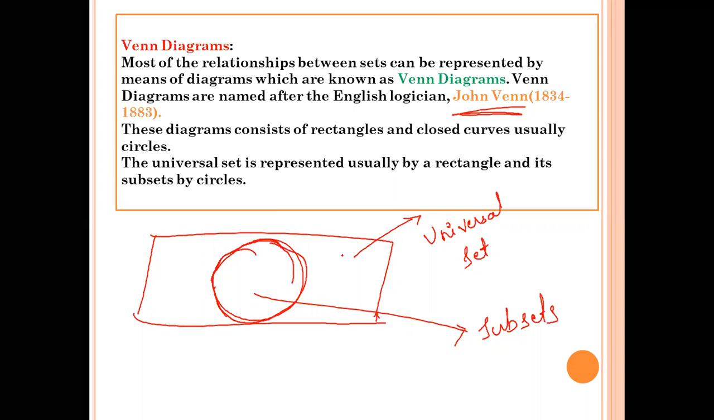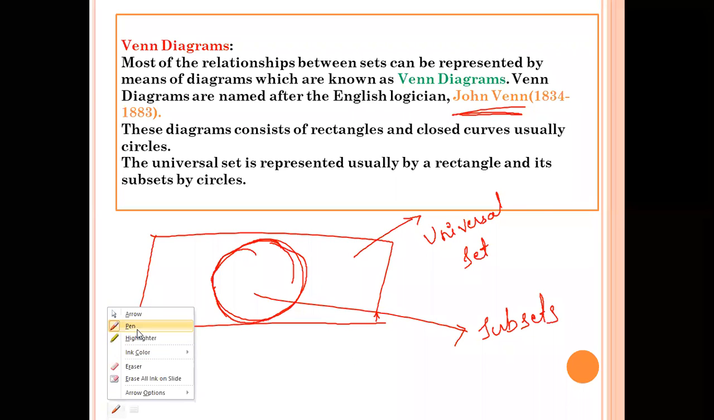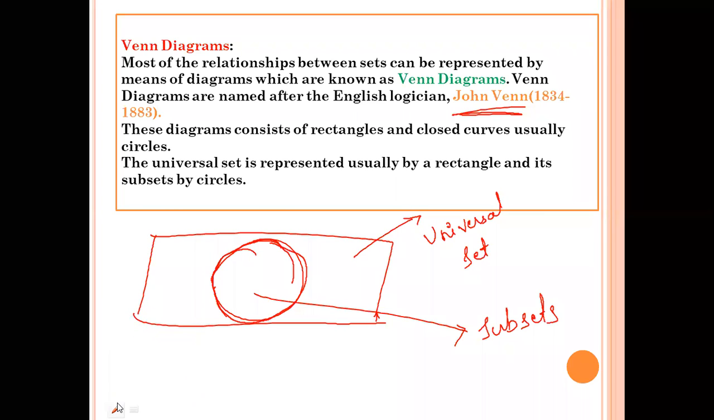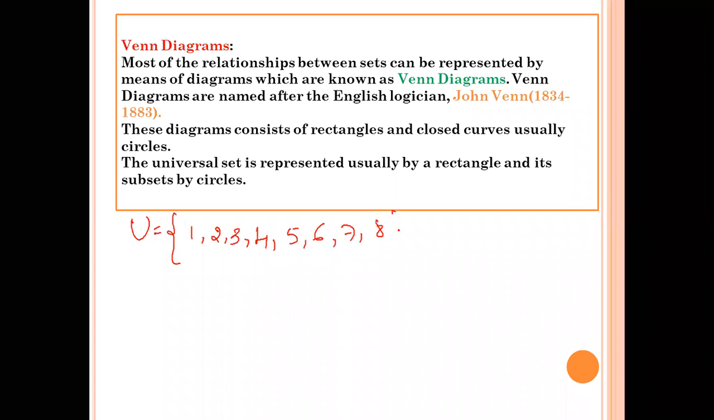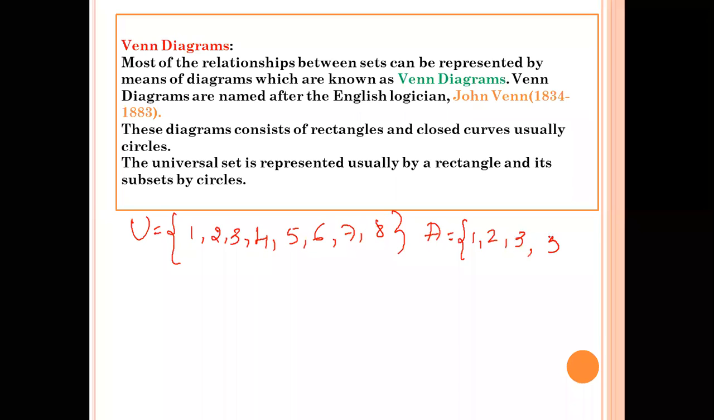Okay, now when I say this much, you will be wondering why they are saying this. Okay, so I'll give an example to show how it works. Suppose U is equal to {1, 2, 3, 4, 5, 6, 7, 8}. Okay, that is my universal set. U is my universal set and I'll take A as {1, 2, 3, 5}.